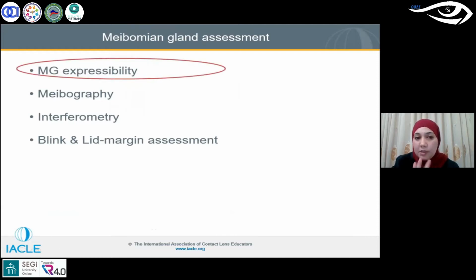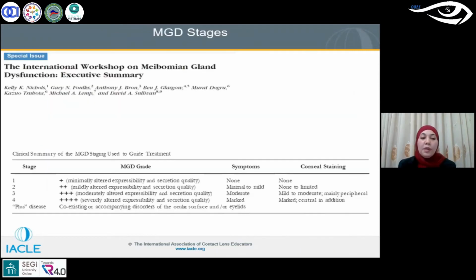Okay, I will focus on the expressibility firstly. Now, based on the expressibility results, Meibomian gland dysfunction can be classified into different grades. Grade 1, where the Meibomian glands are minimally altered by expressibility and secretion quality. Stage 2, where there is mildly altered expressibility and secretion quality, and the highest stage, which is stage 4, where the Meibomian gland is severely altered by expressibility and there's abnormal secretion quality.